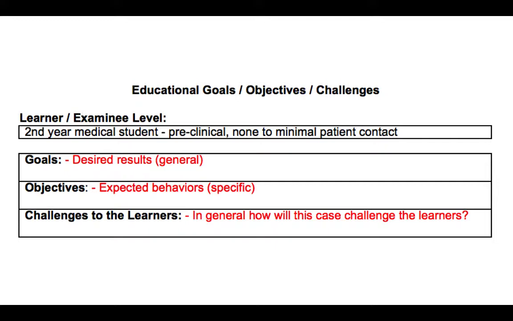And also, how do you want to challenge the learners? So you might want to give some consideration to this. If you're writing a case about a patient who's not taking care of himself and is reluctant to see a doctor and has some behavioral issues, you might want to write that in, that the challenge to the learner is to interview a resistant patient.